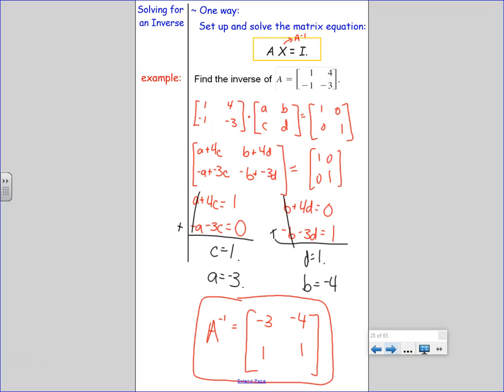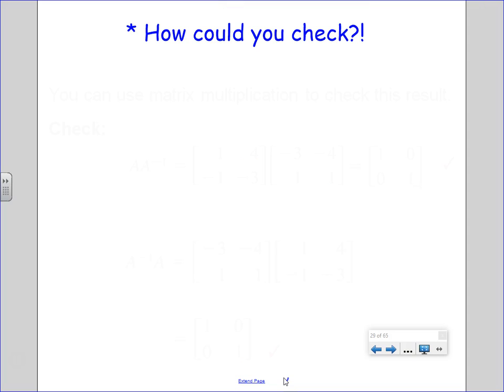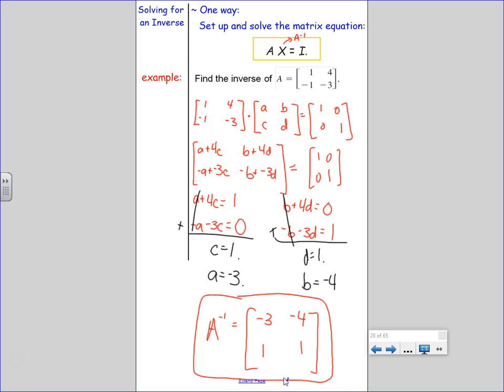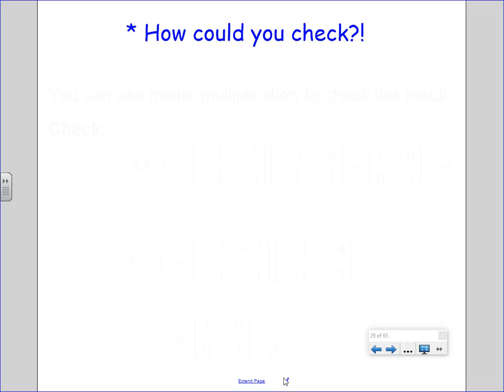Now, just a few of you were like, wait a minute. This looks vaguely like the original, but kind of rearranged with different signs. You might have a point. And that's not always true, but sometimes that happens. How could I check? Yeah. I would multiply A times A inverse or A inverse times A, and we should know, without even doing it, what should happen if we got it right.